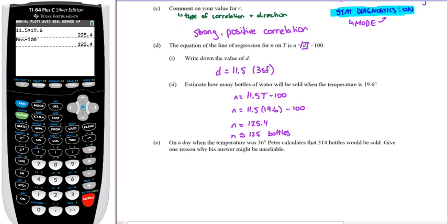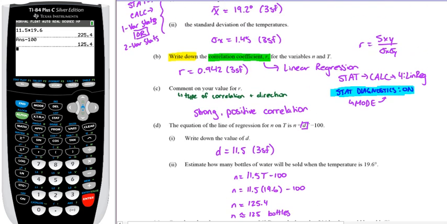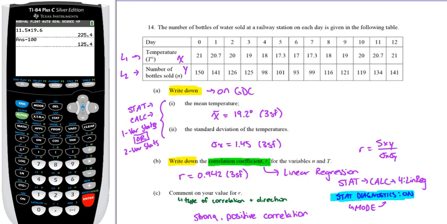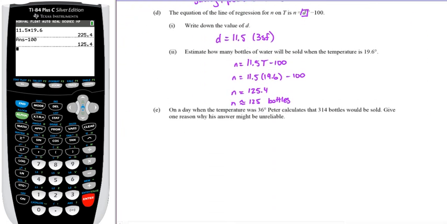The last question is one that's seeking a bit of interpretation. So this one's giving us a scenario when the temperature was 36 degrees. Peter calculates that 314 bottles would be sold. And what they're looking for is an explanation or one reason why this answer might be unreliable. So if we look back at our data table, the maximum temperature available in our data is 21 degrees. So if we're making a prediction for a day when it's 36 degrees, that's a little tricky.